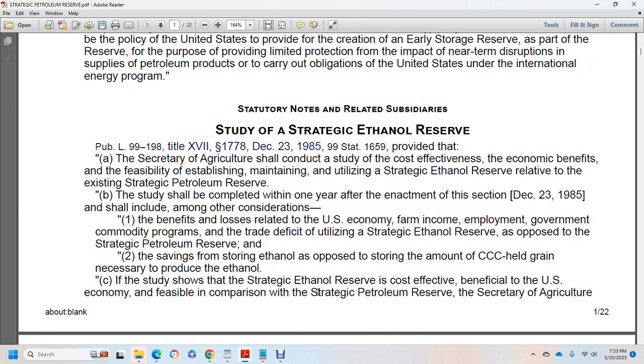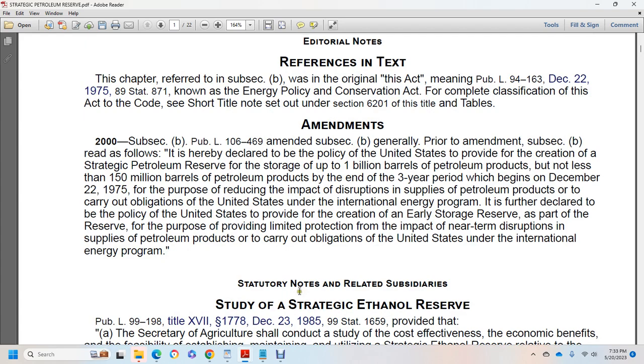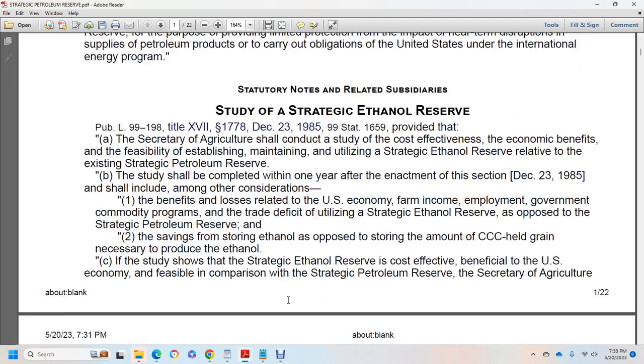Statutory notes and references, editorial notes, statutory notes.